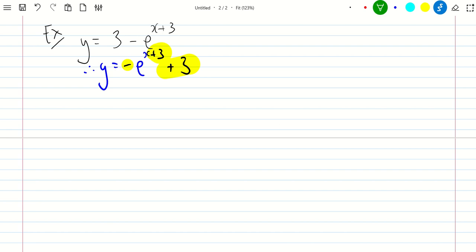Again, let's just go through it in DIRT. So we want to do our dilations and reflections first, and then translations last. So we're going to do that plus 3 and minus 3 bit last, but let's do the reflection first, because that will affect everything that comes after it.